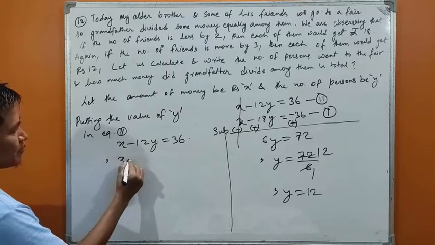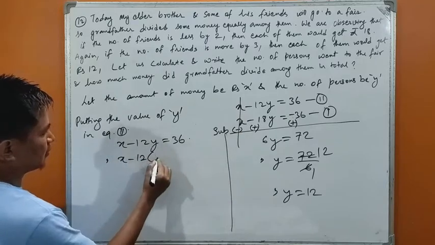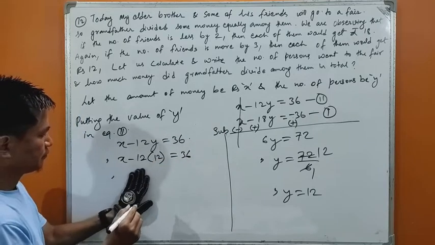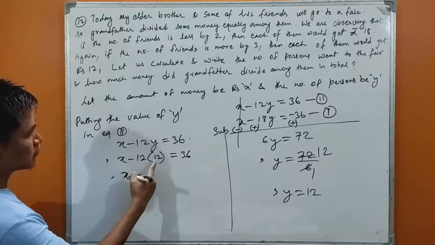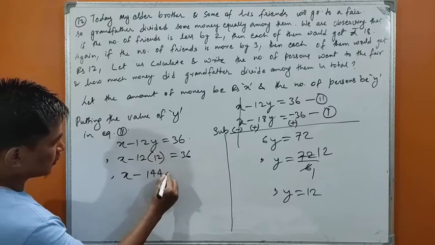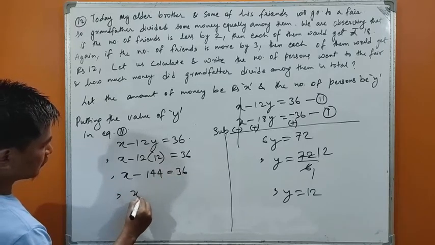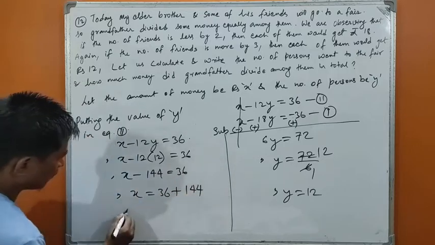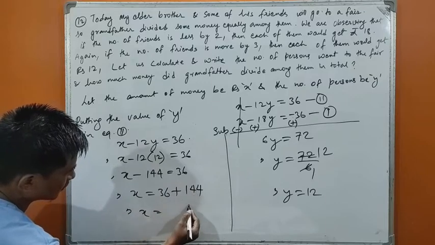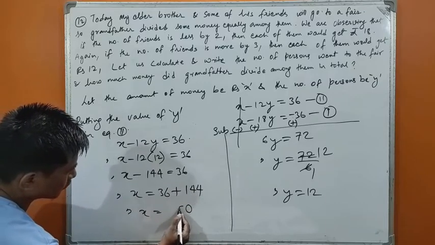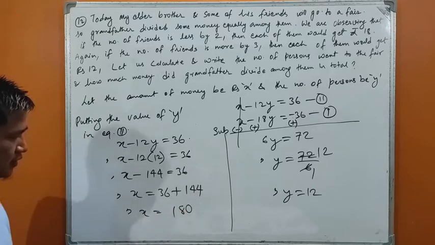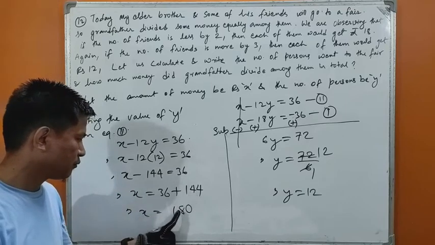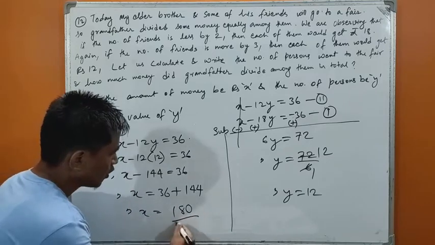So X minus 12Y, instead of Y I write 12, equals 36. X minus 12 times 12, which is 144, equals 36. Or X equals 36 plus 144. 6 plus 4 is 10, 0 and 1 in hand, 3 plus 4 is 7, plus 1 is 8, and this one comes here: 180.